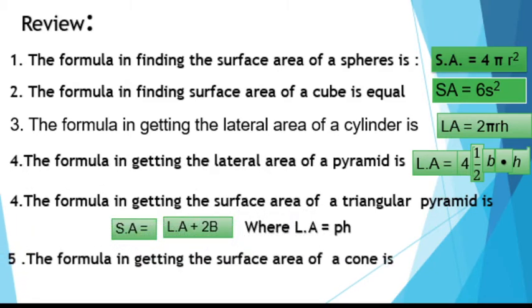And the last question is the formula in getting surface area of a cone. So the formula in getting the surface area of a cone, that is equals to pi r h, or pi multiplied by the radius multiplied by the height, plus pi multiplied by the radius squared.